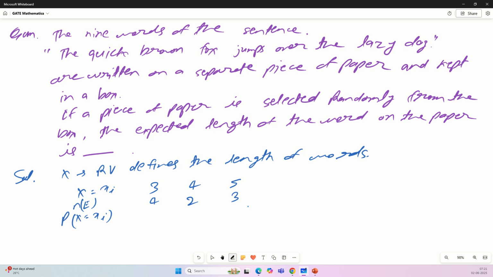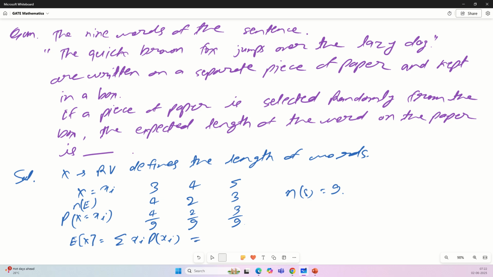So what are the probabilities? 4 by 9, then 2 by 9, and then 3 by 9. And you can see 4 plus 2 plus 3 is 9 by 9, that is 1. So probability is 1. So x represents a random variable. Okay, and you can write it down if you want. The size of the sample space is nothing but 9. Now I had told you the expectation of x is nothing but summation xi into p of xi. So this is going to be very simple. Can you write it down?